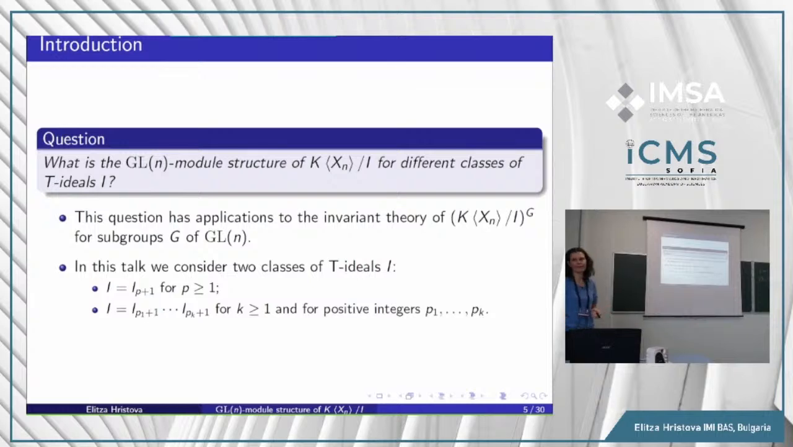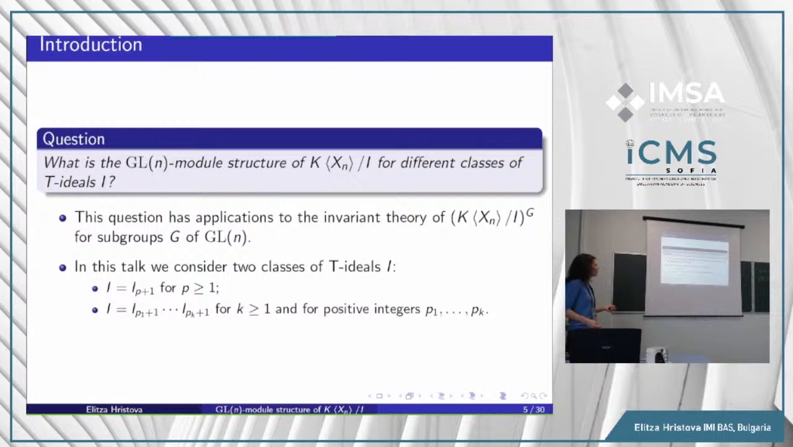It comes from invariant theory. We will talk about this later in the talk, but let me mention that if we know this decomposition, then we can compute degree bounds of generators in such kind of algebras of invariants. So there is also motivation to study this question coming from invariant theory. And in this talk, we'll consider two classes of T ideals. That would be ideals generated by long commutators and products of such ideals.